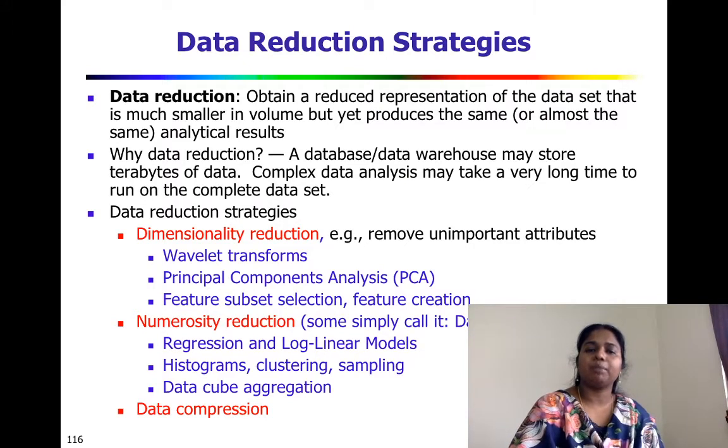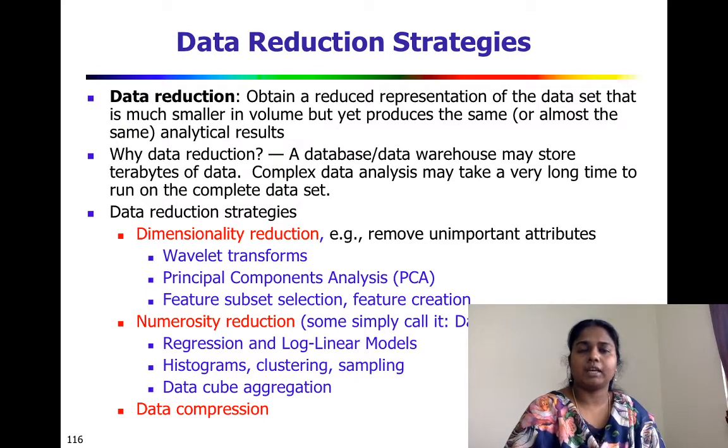Data reduction means finding a reduced representation of the data set that is much smaller in volume, but yet produces the same or almost the same analytical result. And we have seen that the data is represented in the form of rows and columns in a database, each row representing a data object and all the columns representing attributes or dimensions.